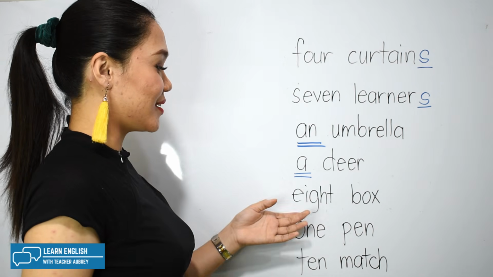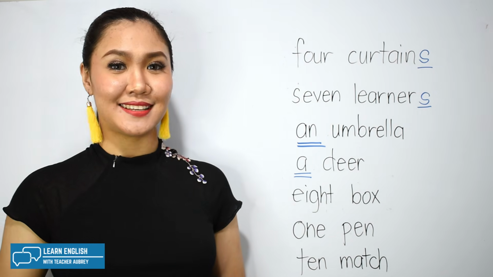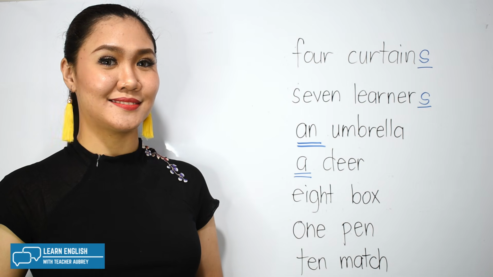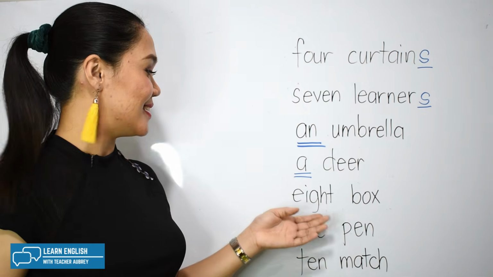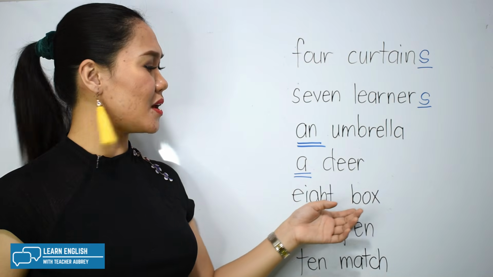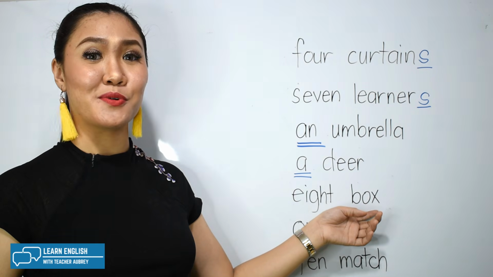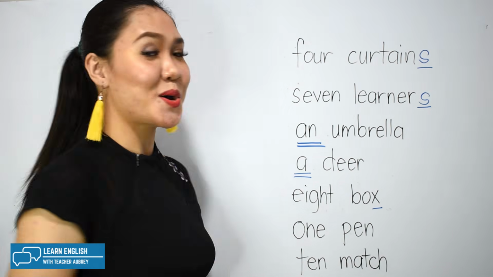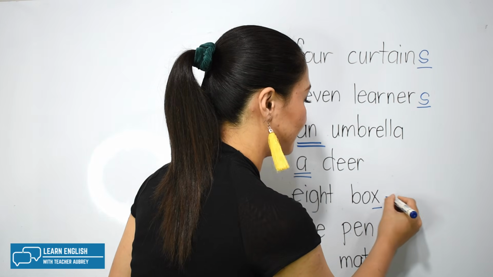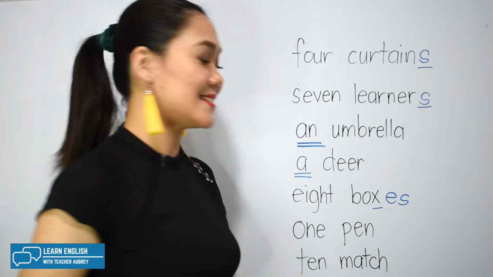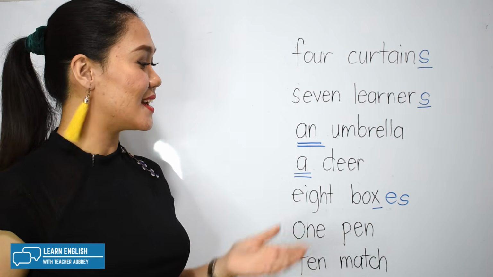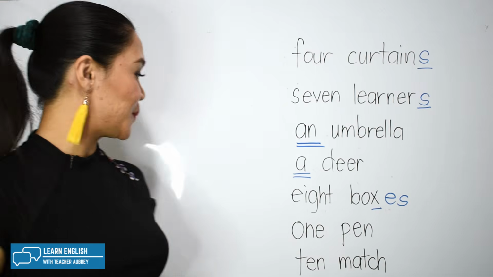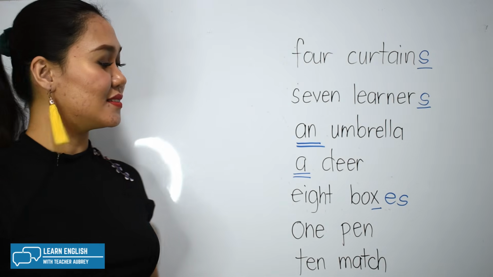How about this one? 8 box. It's more than one. It's plural. So how can we make the word box into its plural form? Since it ends in letter X, we need to add ES. And it now becomes 8 boxes. How about this one?